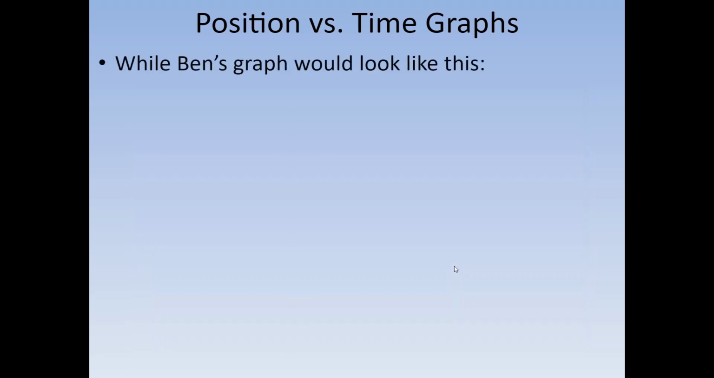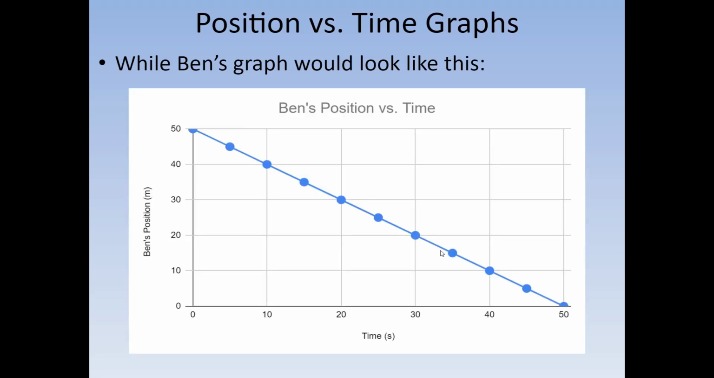On the flip side, Ben's starting at positive 50 and he's going towards 0 because he's going towards Adam. So his graph actually should be going downwards. So he's going to start at 50 and then every 10 seconds now, it's going to go down 10 meters because he's traveling 1 meter per second in the other direction. So his graph would look like this, starting at positive 50, going all the way down to 0 after 50 seconds.